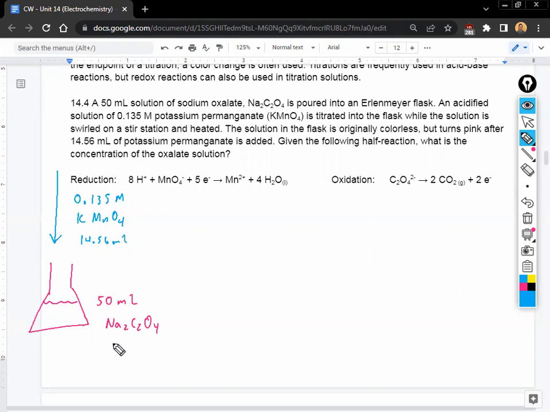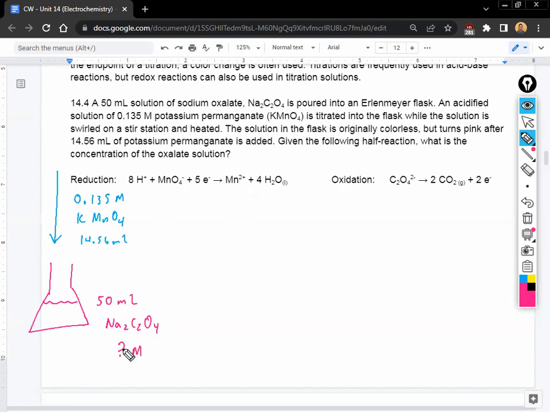And so what we are looking for is the concentration of sodium oxalate. So this is the scenario that we're given. Hopefully that makes sense, what is actually going on. And it's asking us, what is the concentration of the oxalate solution? Now, this is a little bit weird because normally you have a full chemical reaction that's given to you, right? But here you're given two half reactions.